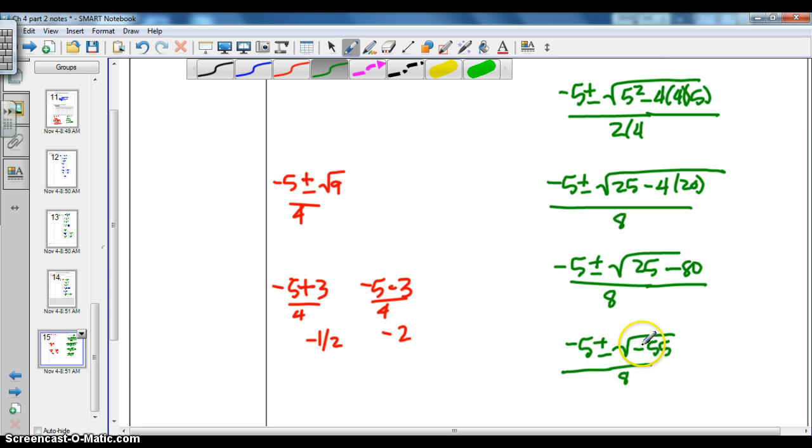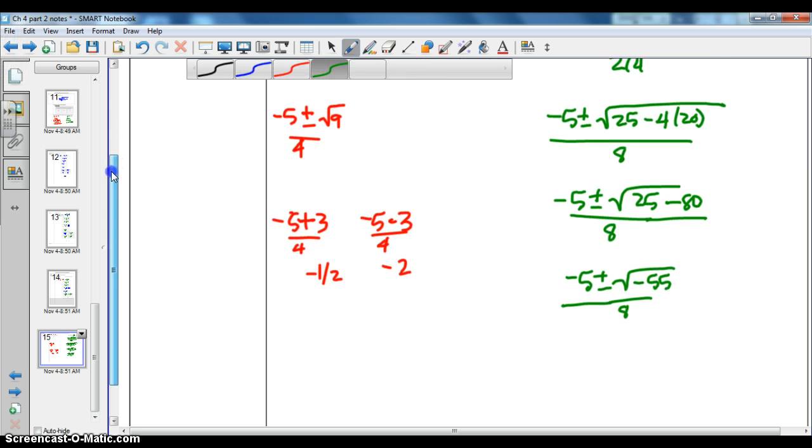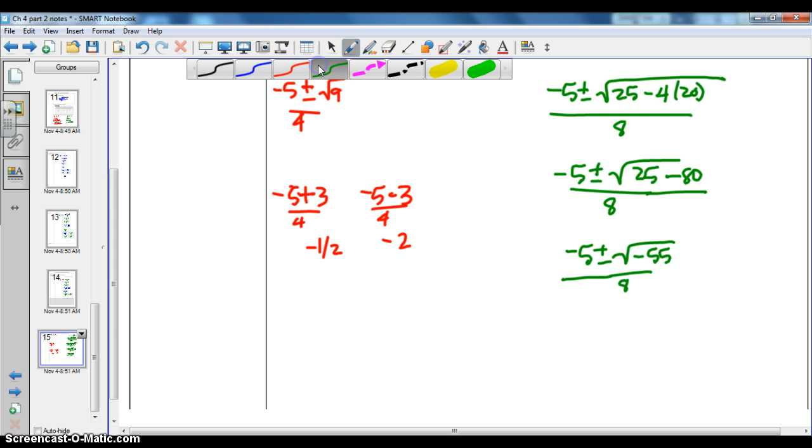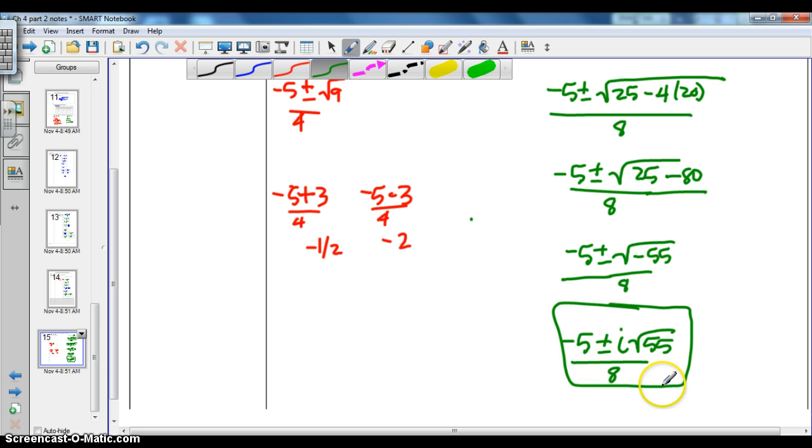So that negative, we know is going to become an i, and then we look to see, can we reduce that radical? So no, we can't, because it's 55 and there's no perfect square that we could divide 55 by. So it's negative 5 plus or minus, bring the i out, so it's no longer negative under the radical. And then we look to see, can we reduce? Negative 5, 1, and 8, do they have a common factor, those three numbers? No. So this is our final answer. And again, you could split it up if you wanted to, because there are two answers, but that's fine with me if you want to leave it like that.